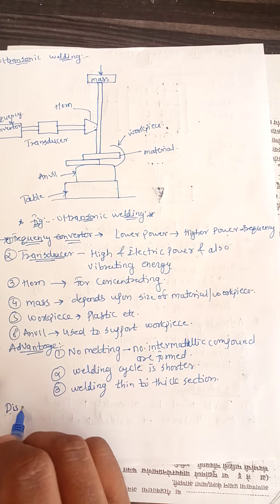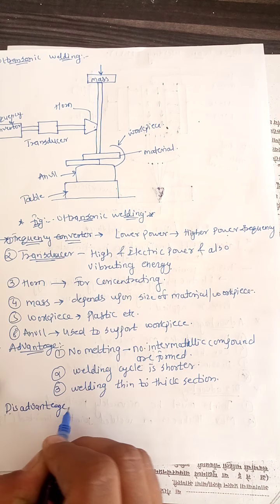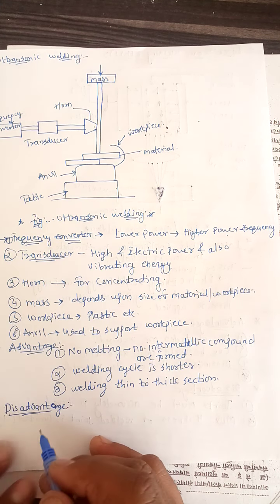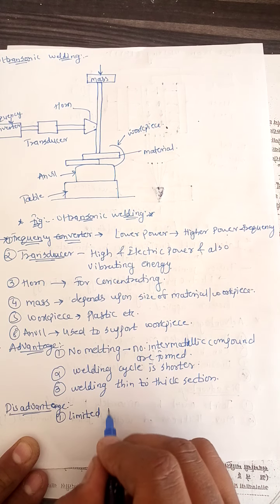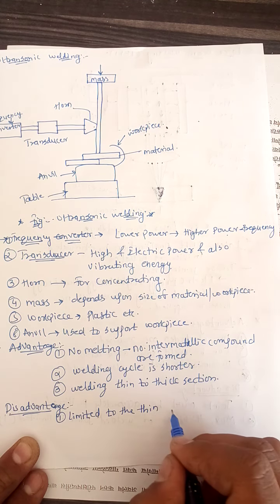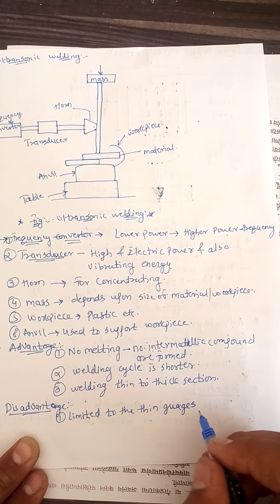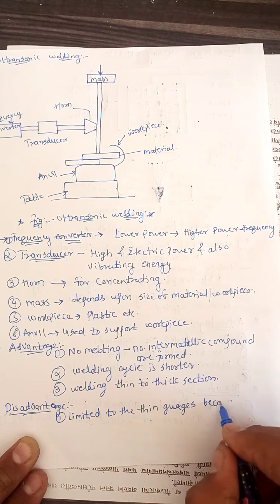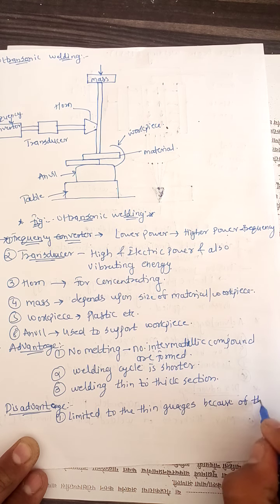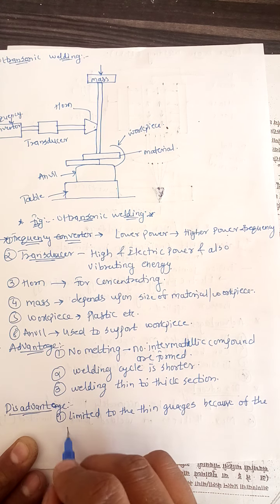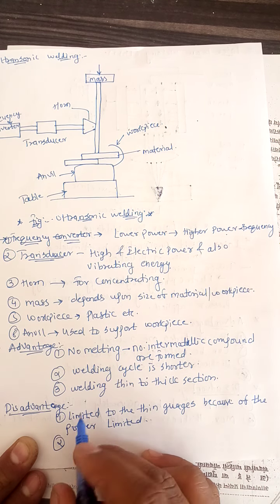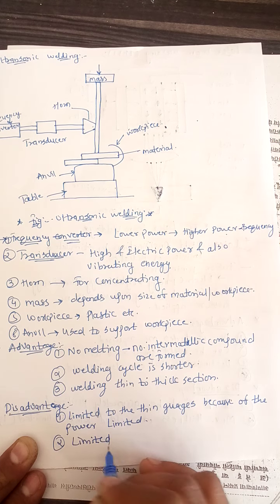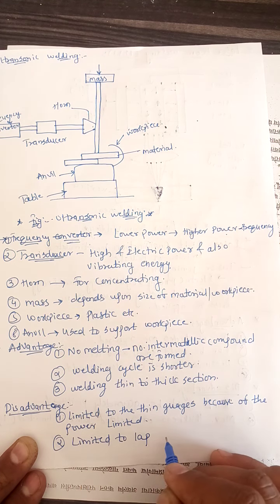Now disadvantages. The first point for disadvantage is that it is limited to thin gauges because of the limited power. And the last point is that it is limited to lap joints only.